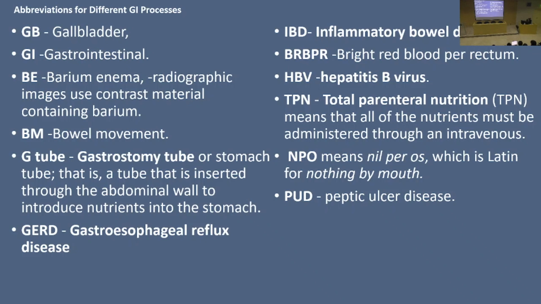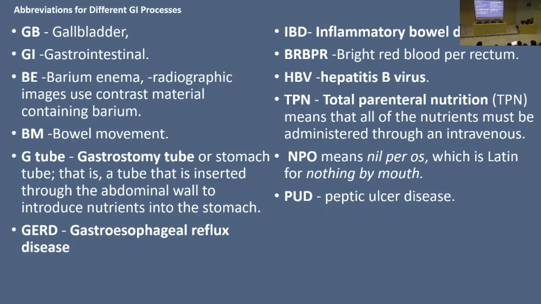So GB is gallbladder. GI, make sure you know that it's gastrointestinal. BE, barium enema. Do you know what an enema is? No, an enema goes up the back way. The enema goes up the back, usually in a pill form, and you hold it in until everything comes out. Usually if you're going to do a colonoscopy, the doctor will give you an enema, either up the back, or it'll be drunk.